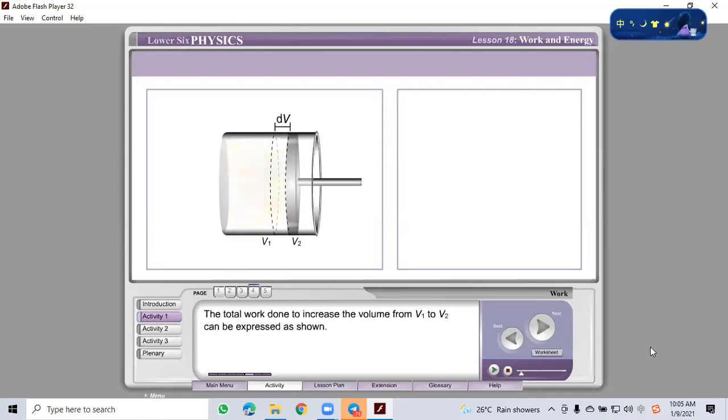The total work done to increase the volume from V1 to V2 can be expressed as shown. Total work done, W, equals the integration of dW, which equals the integration of P dV from limits V1 to V2.